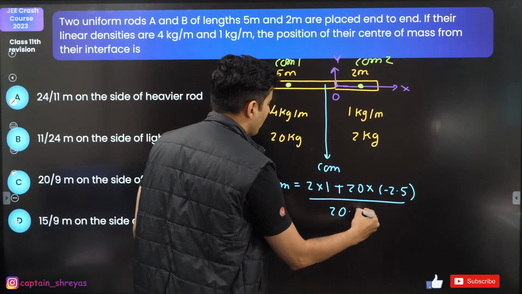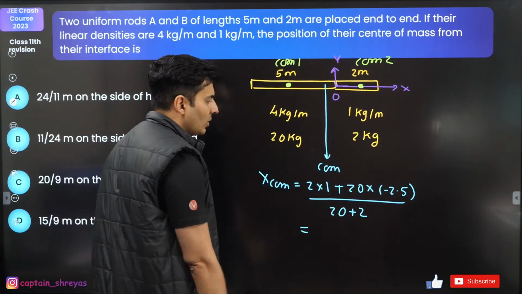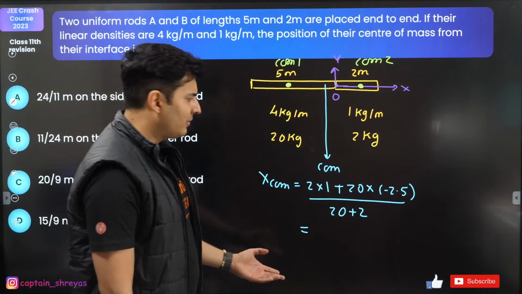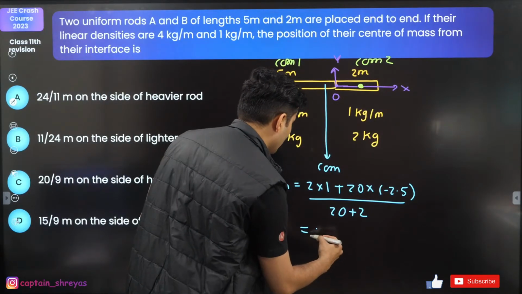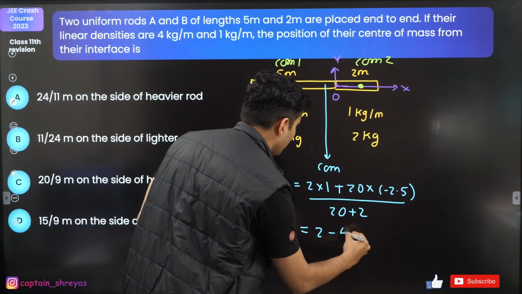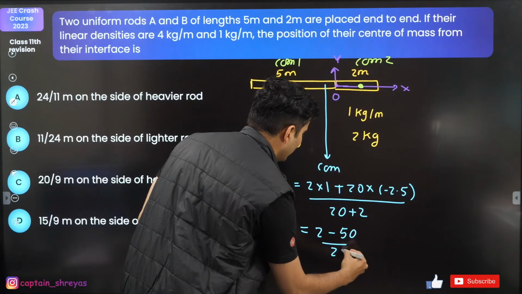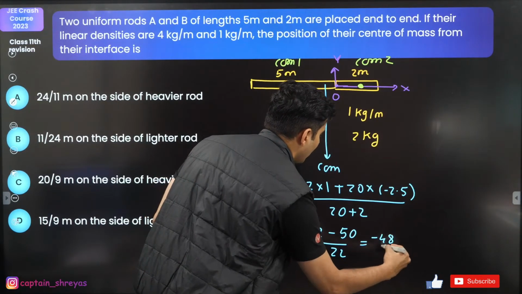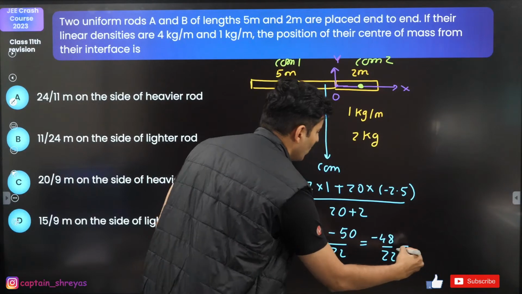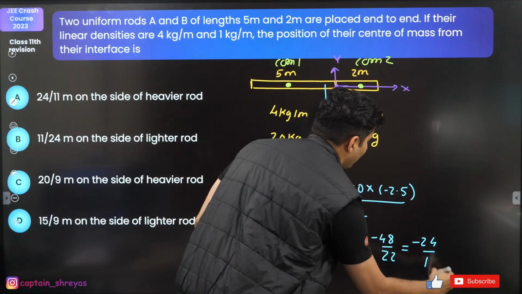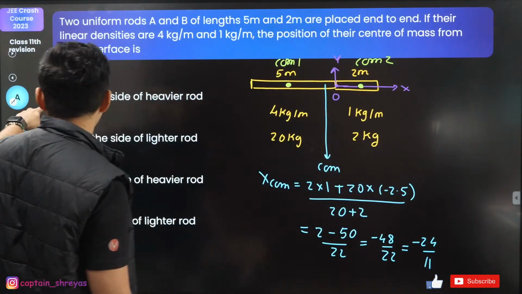So 20 plus 2. Just check this out. 20 into 2.5 minus 50. So basically 2 minus 50 upon 22, which is minus 48 divided by 22, which is minus 24 divided by 11. I can see 24 by 11.